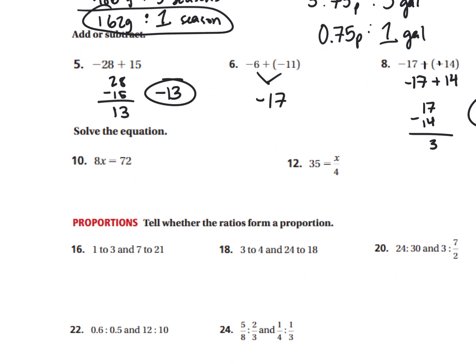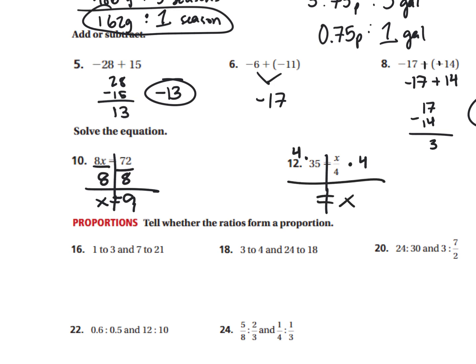10 and 12 go back a couple chapters here to chapter 4, where we are going to solve for x. For this one, it's attached, so I'm going to divide by 8 on both sides. And I'm left with x is equal to 9. For this one, I see x is in a fraction over 4, so we're going to multiply both sides by 4. That's going to leave me with x on this side. 35 times 4 is 140.